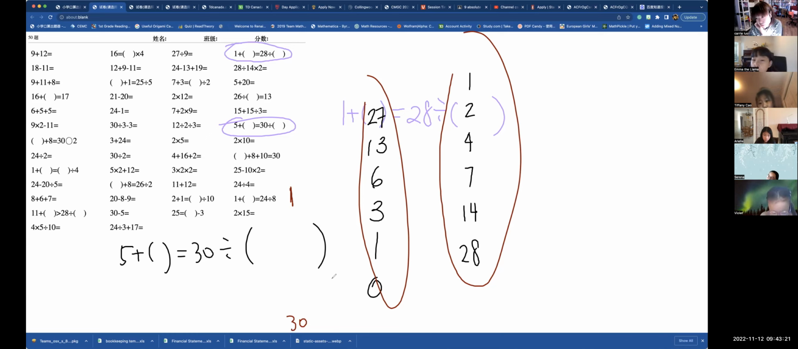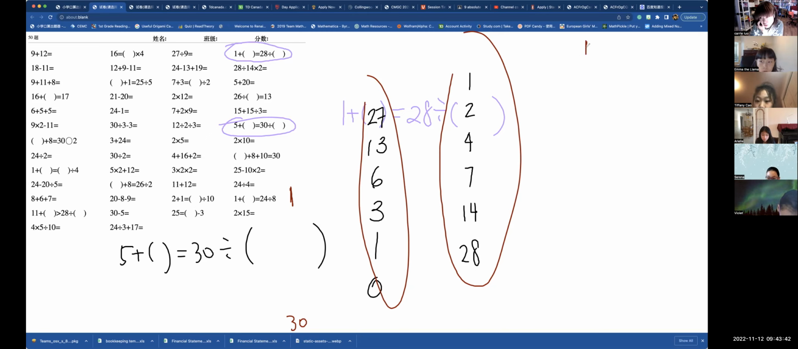I don't know if any of your schools are learning factors. So I know in school, it's like listing 1, 2, 4, 7, 14, and 28, right? But when we do it like that, Serena, it's actually very easy to miss. So how do we not miss any? So I'm just giving you a quick help.